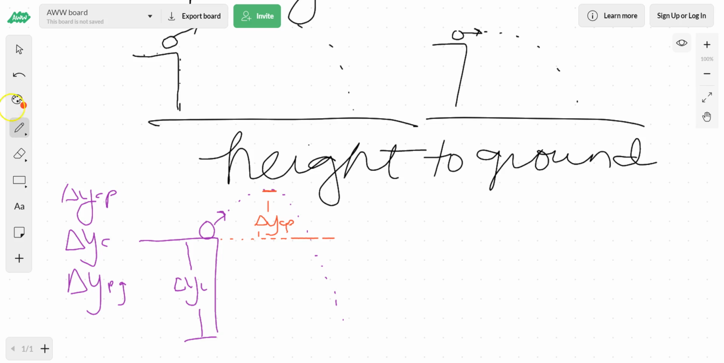Then you have a delta y peak to ground, which is going to go from your highest point, all the way at the top, to your lowest point. So you have three different heights: the height of the cliff, cliff to peak, and then peak to ground. To be quite honest, the height of just the cliff does not really do much for you. The only reason why it's important is because it directly relates to how high above the ground your projectile is.